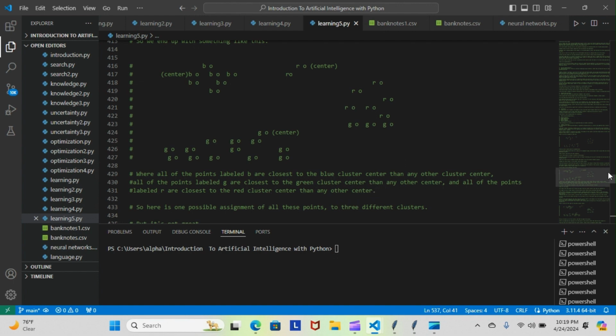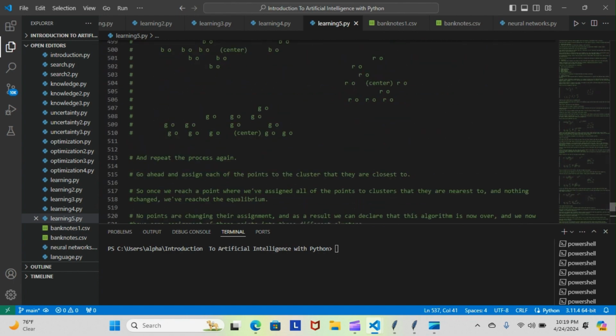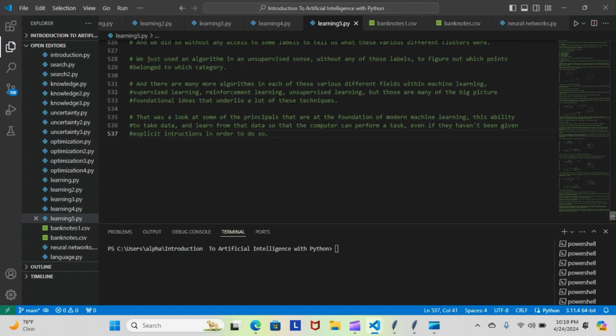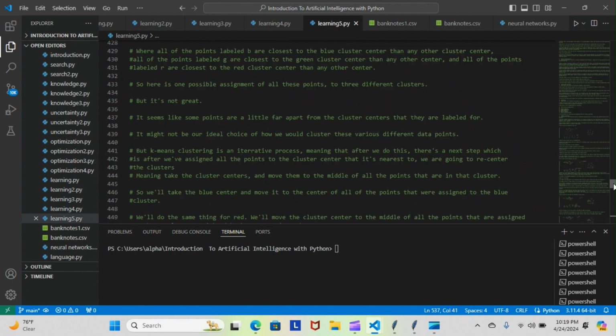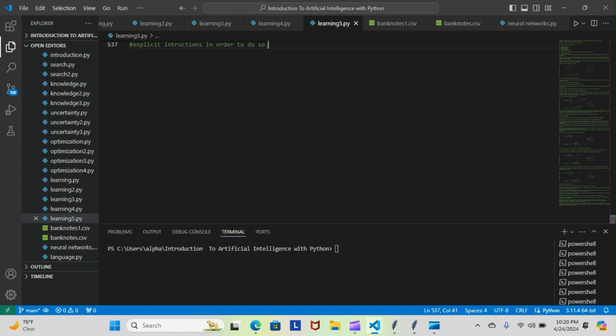Now, I'm not going to go over every different aspect of the k-means clustering that we went over tonight. We did do a few of them. Like I said, we actually did finish up the learning module. We're going to be starting a new module tomorrow. So I'm not going to dive completely into k-means clustering, but that was the gist of it.